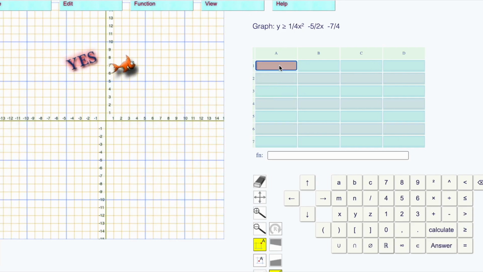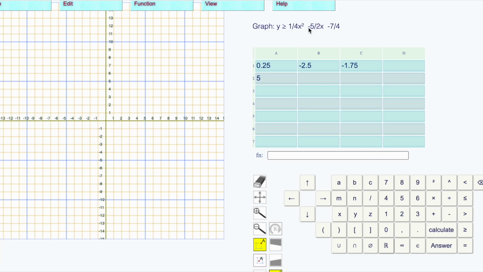Let's try this one. The a is 1/4, equals 1 over 4. The b is negative 5 over 2. The c is equal to negative 7 over 4. The h is negative b value divided by 2a. Now I can write divided by, in brackets, 2 times the a value, but it's a little bit faster to say divided by 2 and then divided by the a. Either one will give you 5.